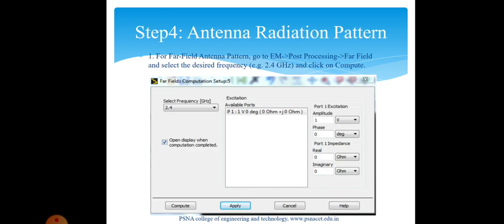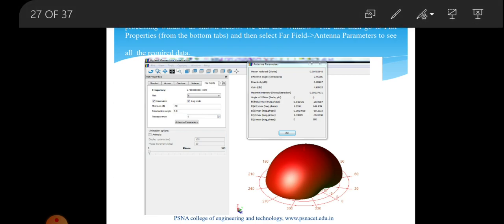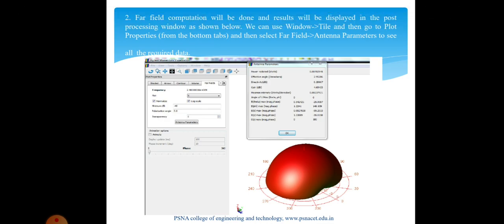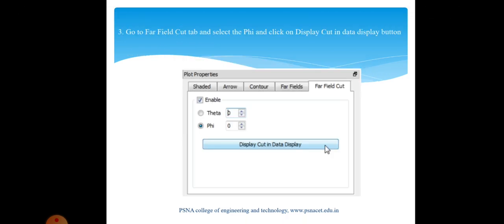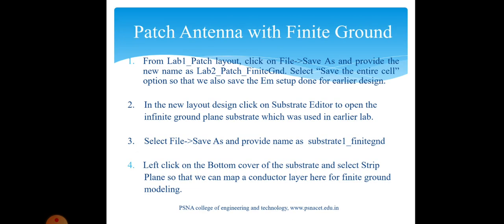Field distributions we can calculate. And if you want the antenna radiation pattern, we can go for the EM post processing for field distribution, and we can specify how many amplitude points and what the degree is. The radiation, directivity, everything we can see from the tool. The radiation pattern is observed as a far field cut, and we will have it in the ADS data display. It will show the cuts in the H plane and also in the E plane.